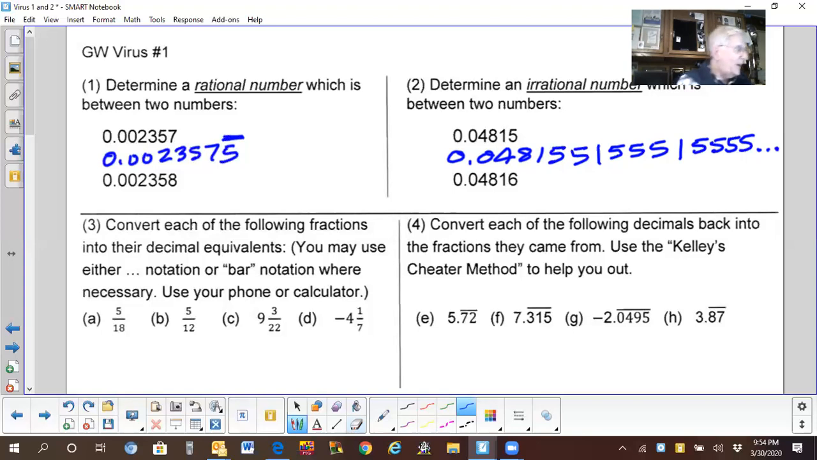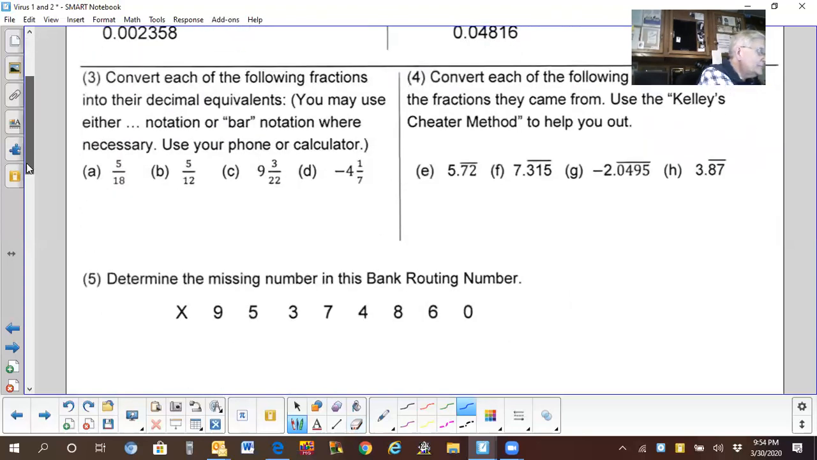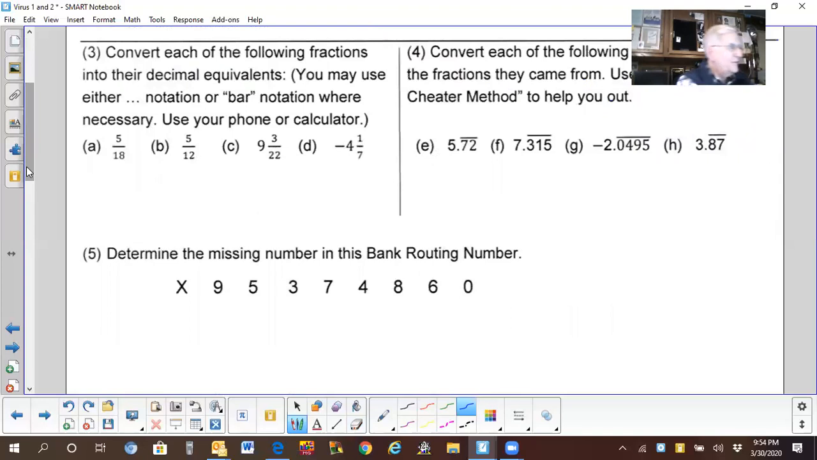Okay, let's go on. Let's go to question 3. Convert each of the following fractions into their decimal equivalents. You may either use ... notation to do this, or bar notation where necessary. You can use your phone or a calculator to do this, okay?